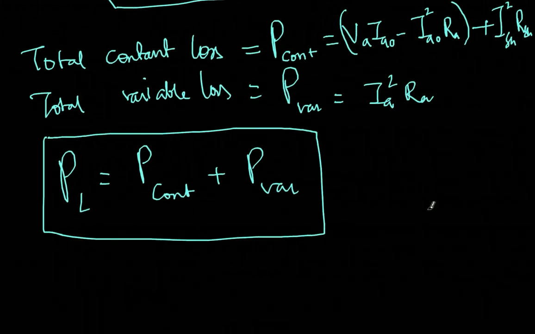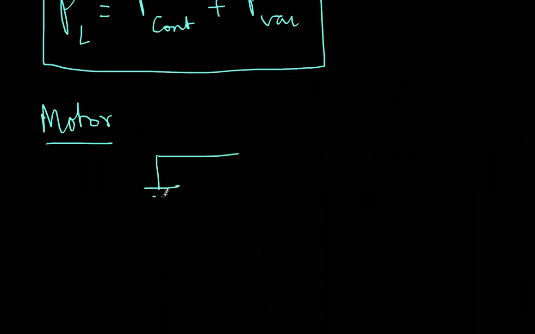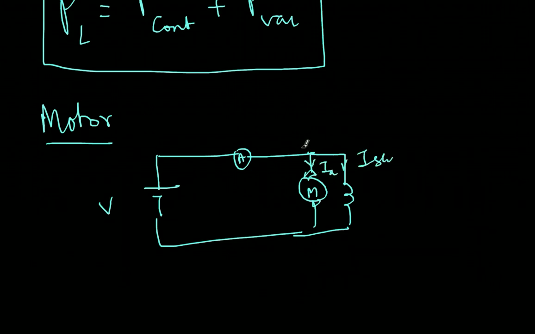In fact, you can do it for both. Let's say you're talking about a motor, as the diagram shows above. Under full load condition, I just have to measure this voltage and this current. Here, this current will be the ISH current, this current will be the armature current, and this current will be the line current.